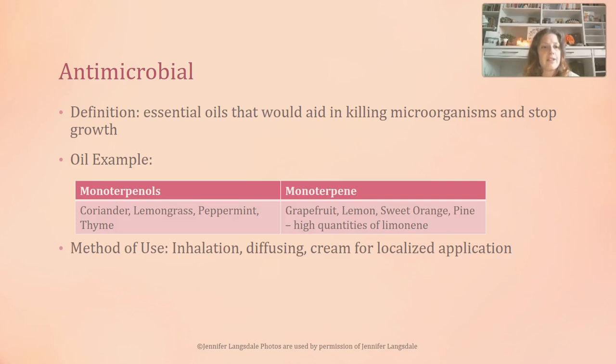So we're looking for oils that contain monoterpenols and monoterpenes. That would be coriander, lemongrass, peppermint, thyme, grapefruit, lemon, sweet orange, and pine, and looking for high qualities of the constituent of limonene. The method of use for these oils are going to be through inhalation and diffusion, and of course maybe cream for a localized application.